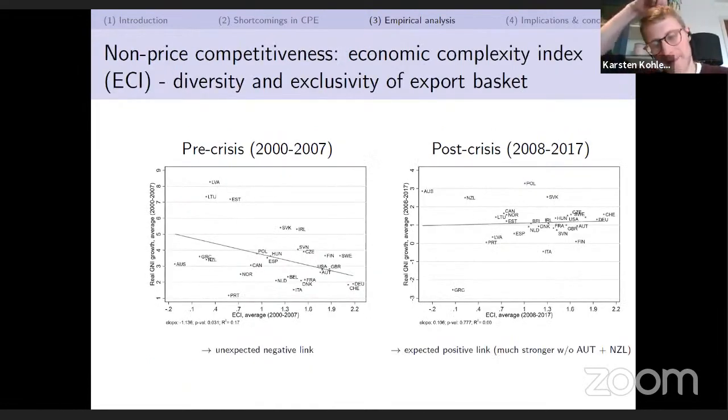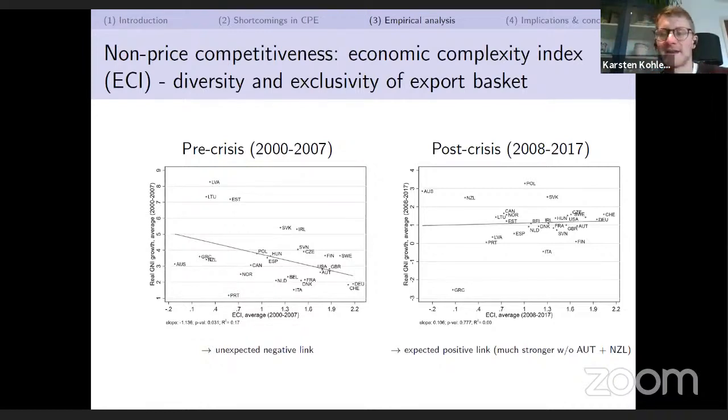Now we do the same exercise with a measure of economic complexity. So we use the economic complexity index, and we see here a change going on between the two periods. So we had a negative relationship before the crisis, which is a bit unexpected because it means that countries that had a higher economic complexity score had lower economic growth rates. But then in the post-crisis period, we get a positive link. Now you can see the link isn't very strong.